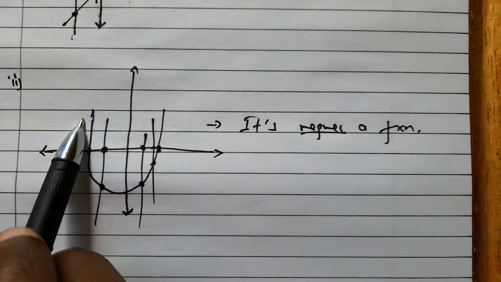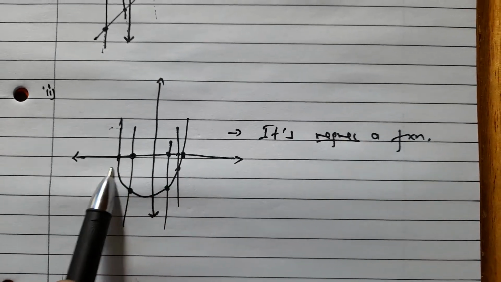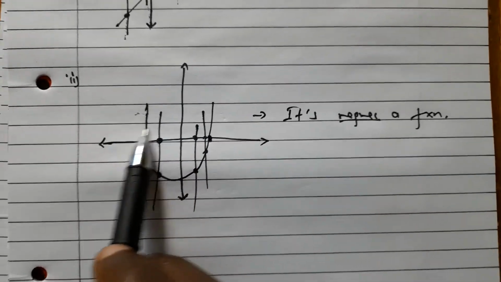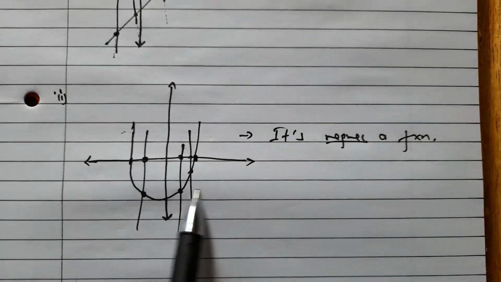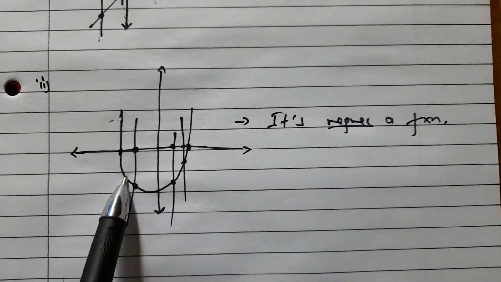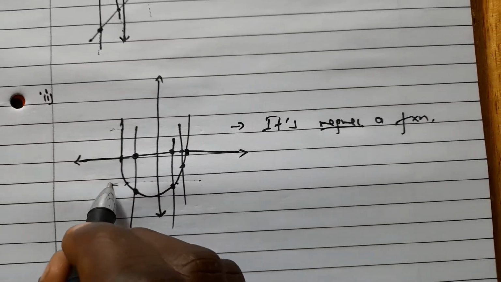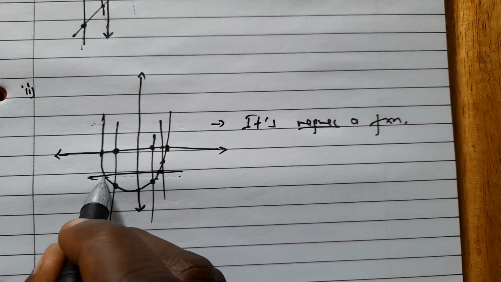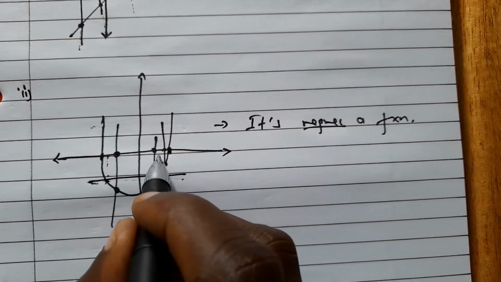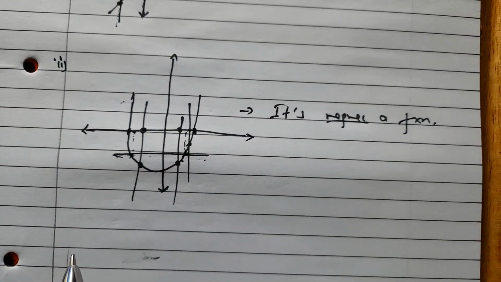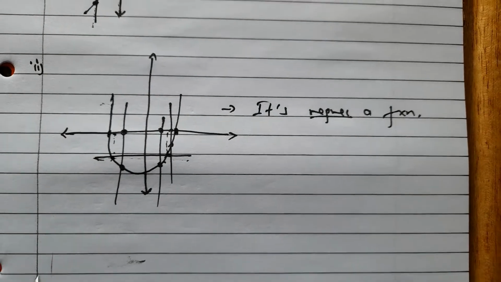If we do the horizontal line test to see if it's one-to-one, because we test for one-to-oneness using the horizontal line test, you realize it is not one-to-one. Like for this case here and the other case here, if I have a horizontal line, there is a point here and a point here, with different inputs having the same output. So it is not one-to-one, but yes, it's a function.